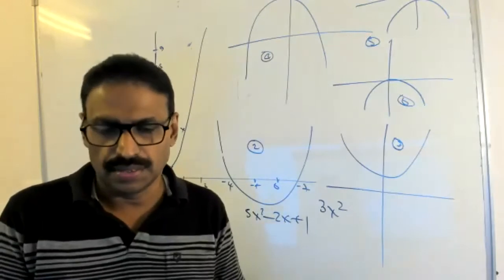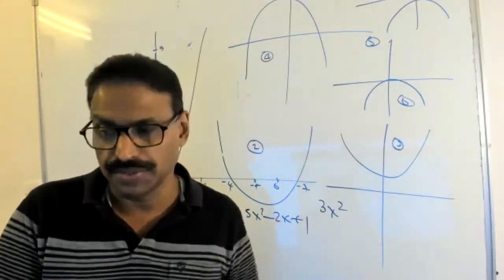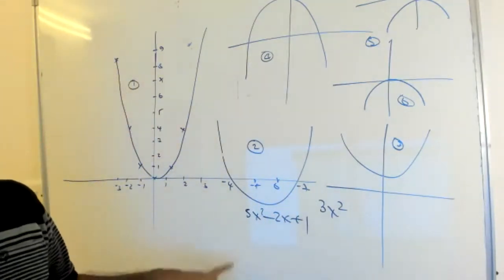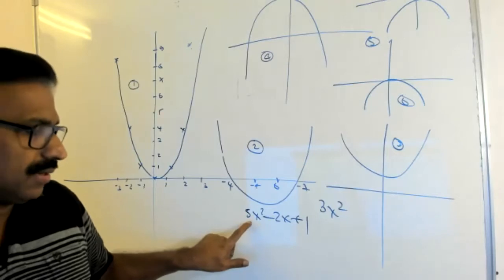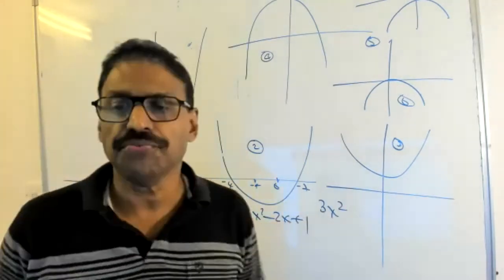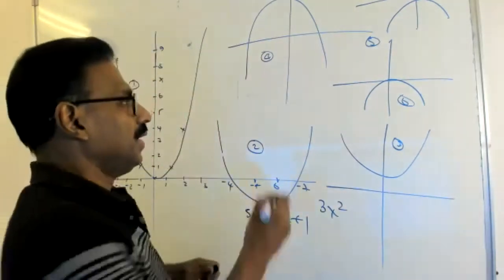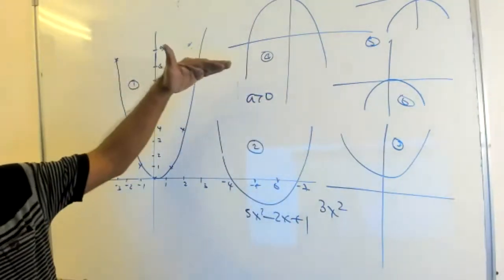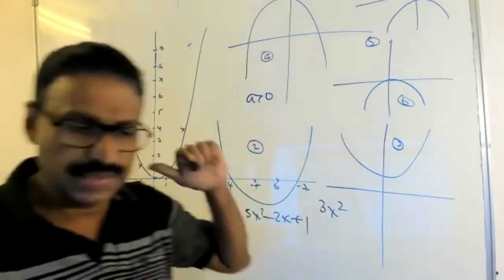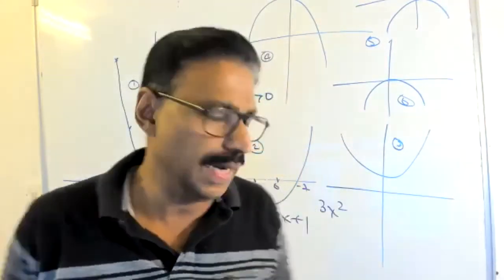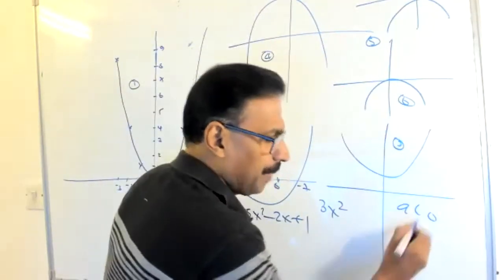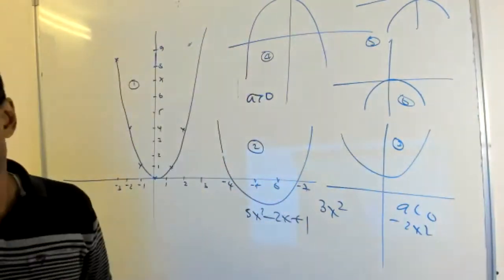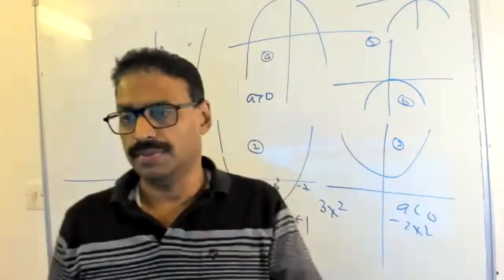Actually, now the current board 10th is not finished. Both batches, ongoing and new also. So here A is 5, and here A is 3. If A is greater than 0, the graph opens up. Clear now? A greater than 0, open up; A less than 0, open down. That means minus 2x square will open down, and 2x square opens up. Clear now?